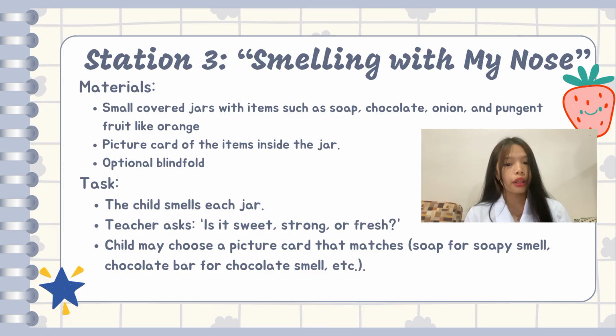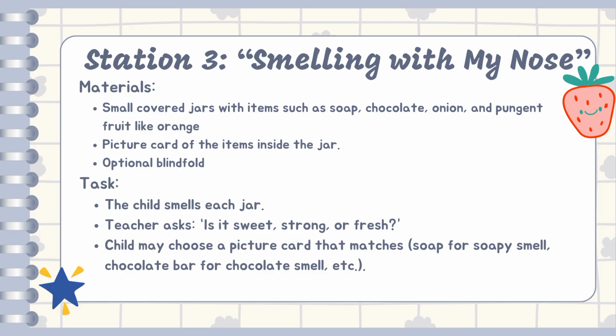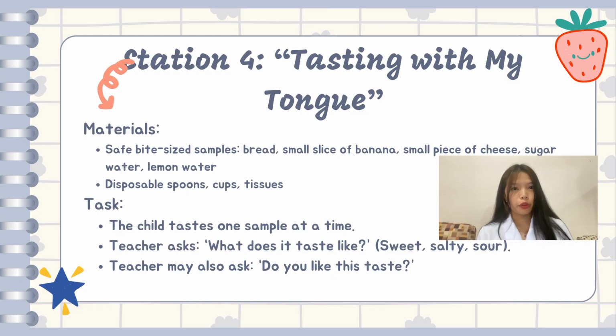And the child may choose a picture that matches the smell. For example, soap for soapy smell and chocolate bar for the chocolate smell. And in this station, it checks if the child can tell and describe different scents. And the fourth station is tasting with my tongue.